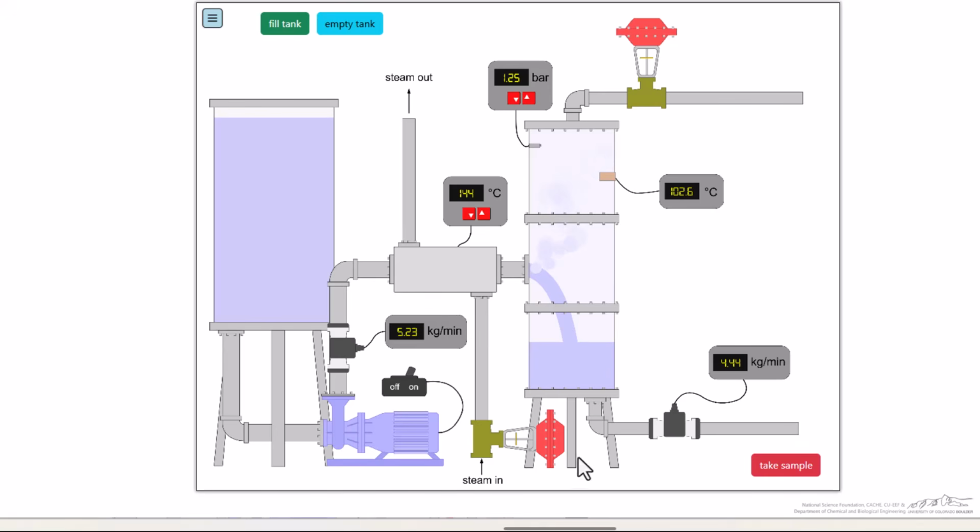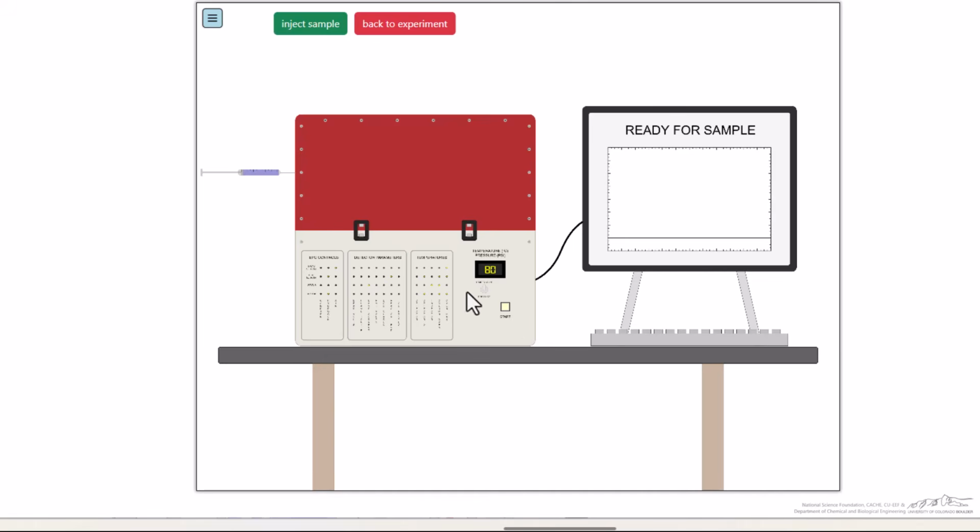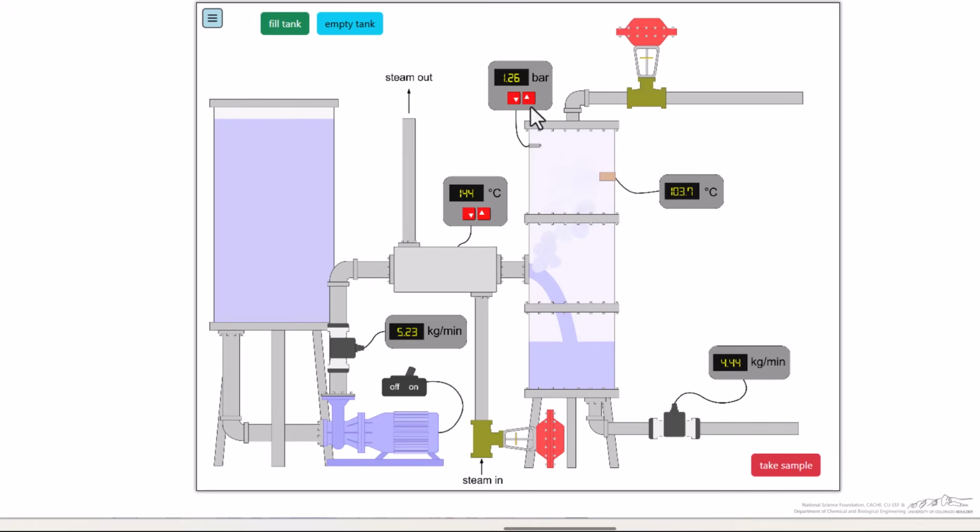And then we can take a sample for the liquid and inject that. So this is a mimic of a GC where we inject a liquid with a syringe, and it gives us the mole fraction of the liquid for component 1, the more volatile component. And so we can go back to the experiment. We can now apply mass balances, Raoult's law to this system to obtain the other values and check for consistency. So it's very similar to the type of experiment we might do in the lab, but we can do it much more quickly in this simulation.